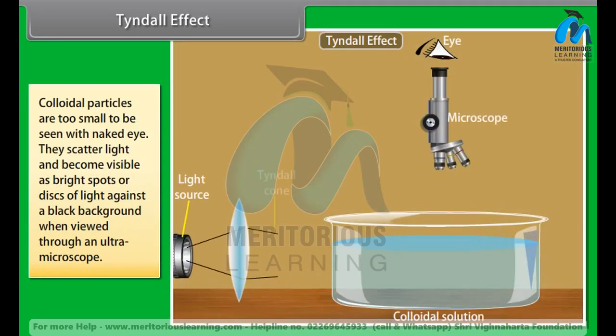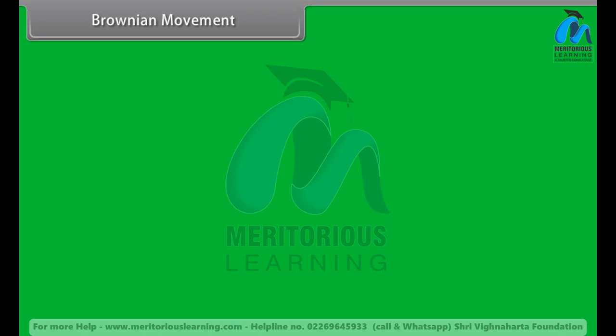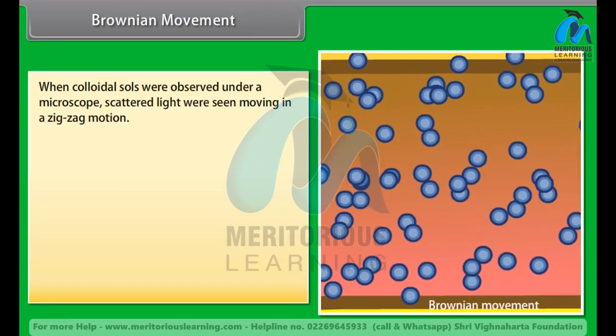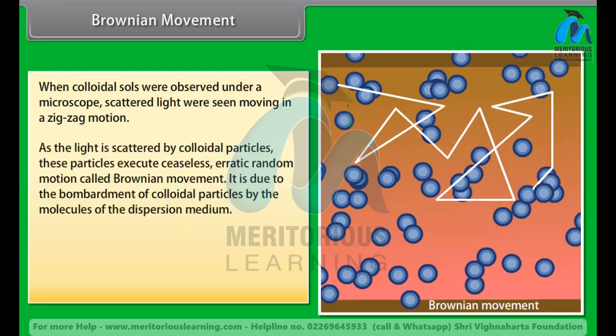Colloidal particles are too small to be seen with the naked eye. They scatter light and become visible as bright spots or disks of light against a black background when viewed through an ultramicroscope. Brownian movement. When colloidal sols were observed under a microscope, scattered light was seen moving in a zigzag motion. As the light is scattered by colloidal particles, these particles execute ceaseless, erratic random motion called Brownian movement. It is due to the bombardment of colloidal particles by the molecules of the dispersion medium.